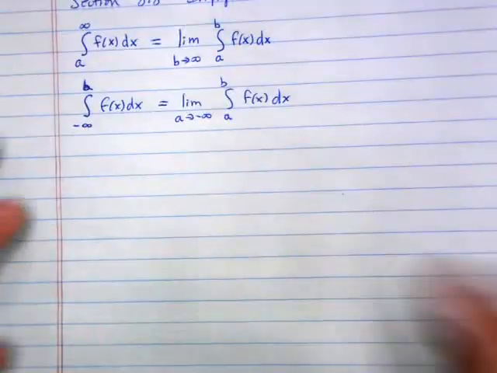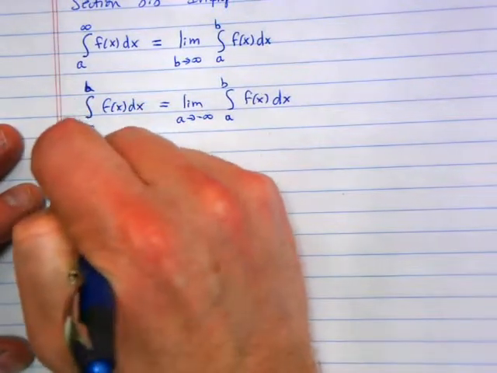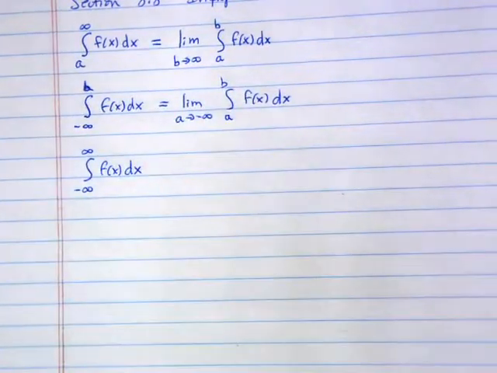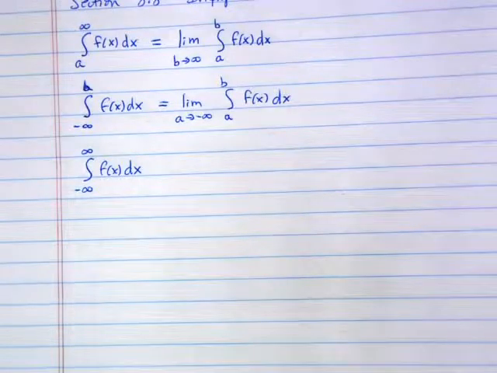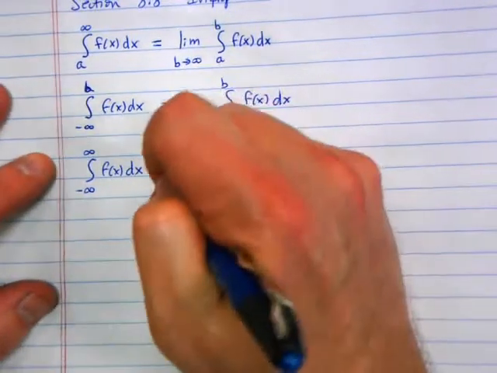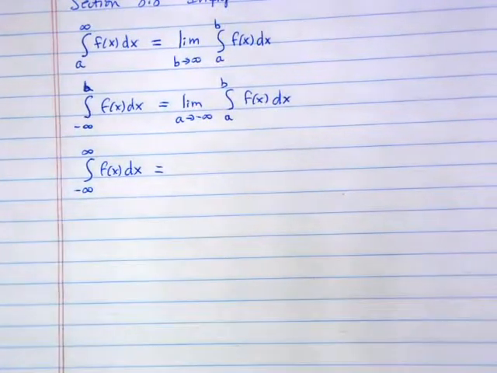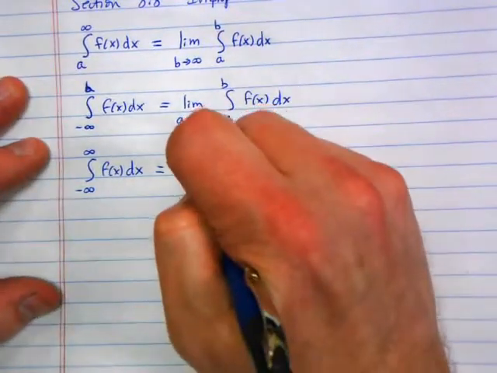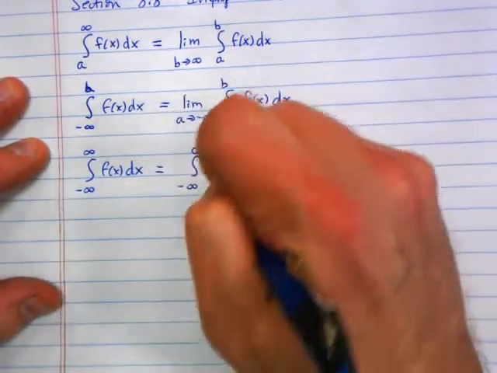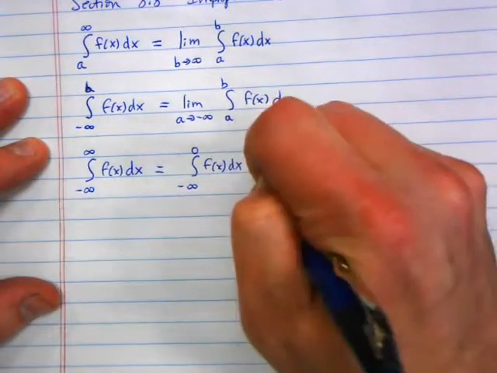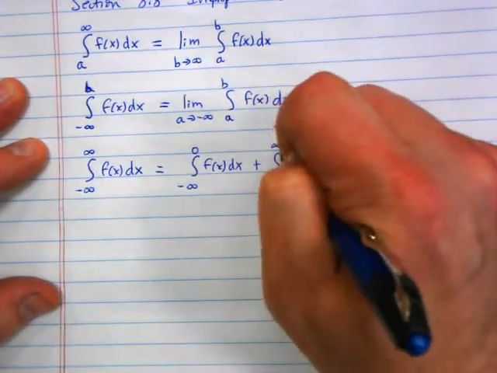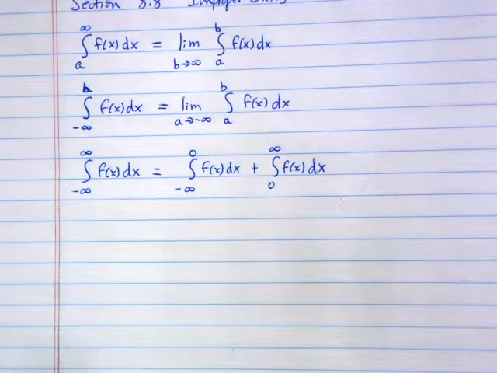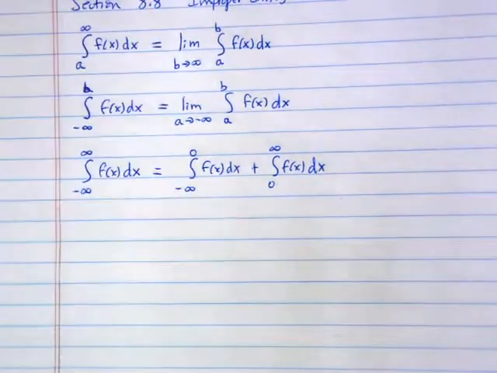The other form we're going to look at today is you might have the integral from minus infinity to positive infinity. You might not have any numbers at all. What you're going to do here is pick a number in the middle. What's your favorite number in between negative infinity and positive infinity? 0. So you're going to write this as the integral from negative infinity to 0 of f of x dx plus the integral from 0 to infinity of f of x dx. And then you'll evaluate both of those integrals using the limit technique from above.